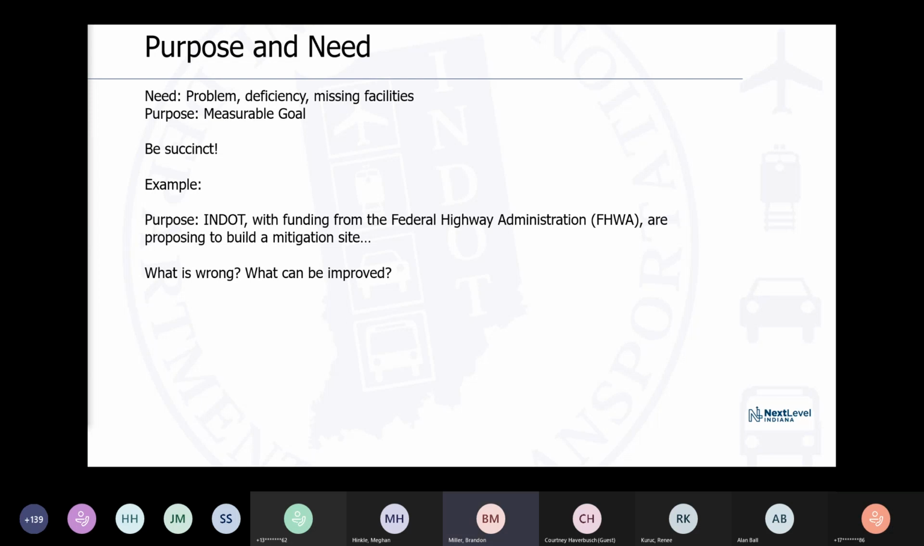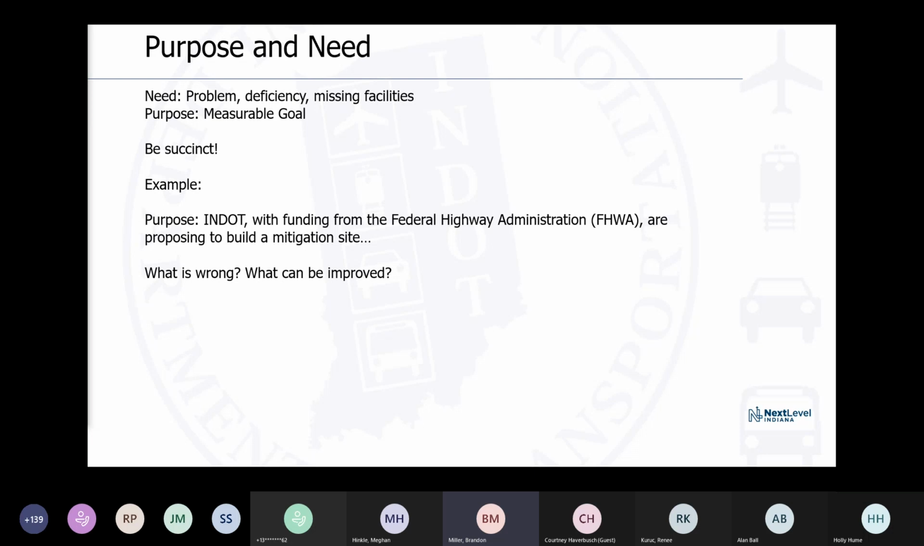So we're going to go through a few examples, and feel free to chime in on the chat as to what your thoughts are. The first example that we have is: INDOT, with funding from the Federal Highway Administration, is proposing to build a mitigation site. And I didn't go any further than that. Can anyone specify what's the major thing that's wrong with just that statement? It states the solution. Correct. It states the solution.